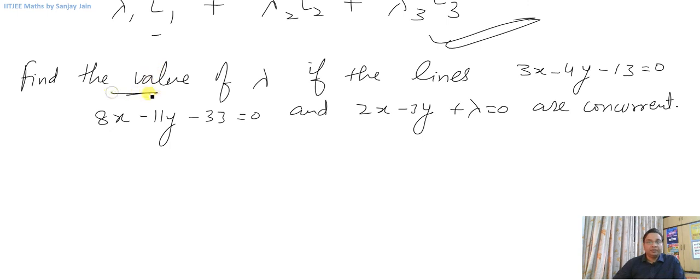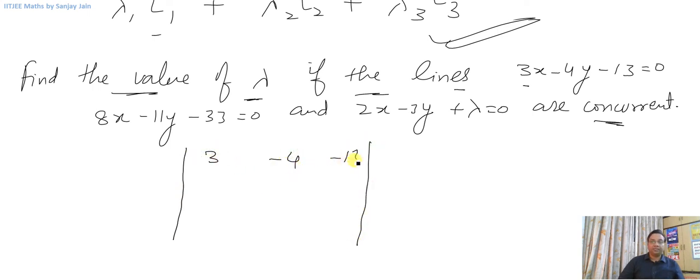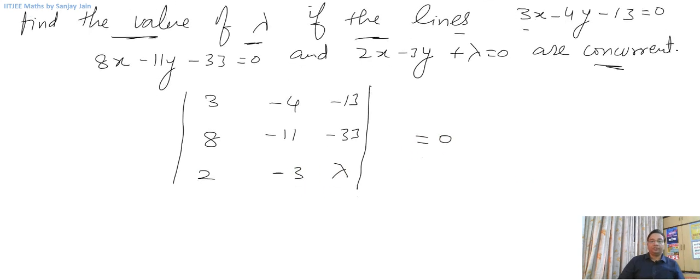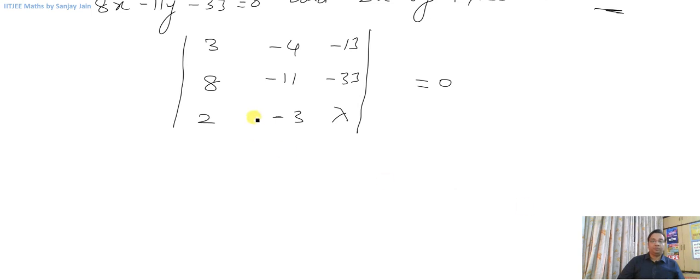So let me write a question for you. Find the value of lambda if these given lines are concurrent. If these lines are concurrent, then the determinant with rows 3, minus 4, minus 13; 8, minus 11, minus 33; 2, minus 3 lambda, will be equal to 0. When I solve this determinant, I'll put the value equal to 0 and find the value of lambda. So let me solve it first.